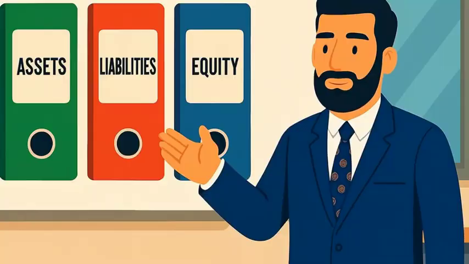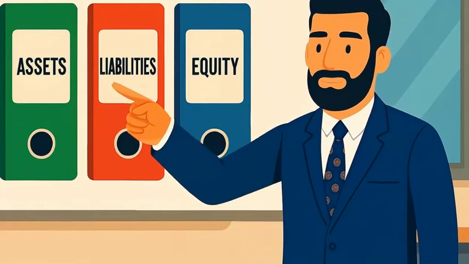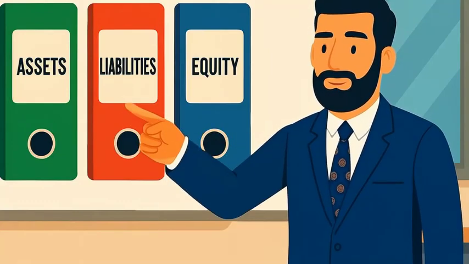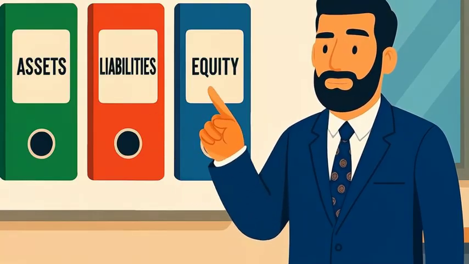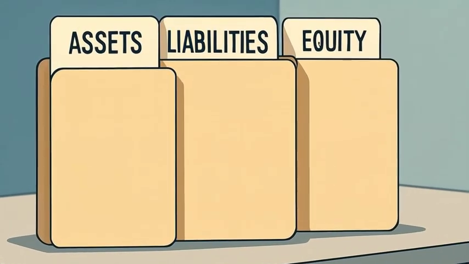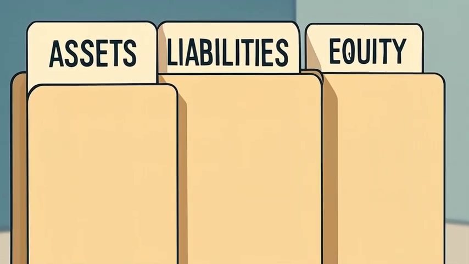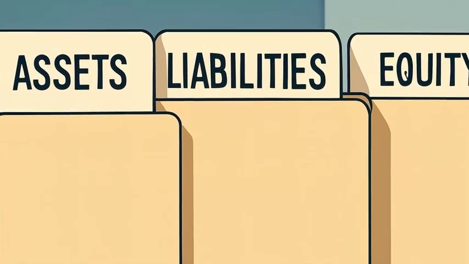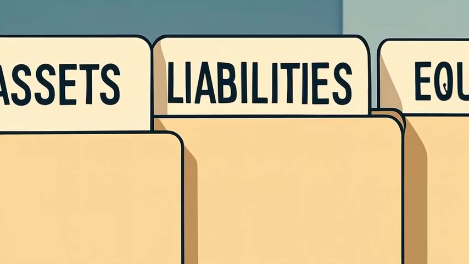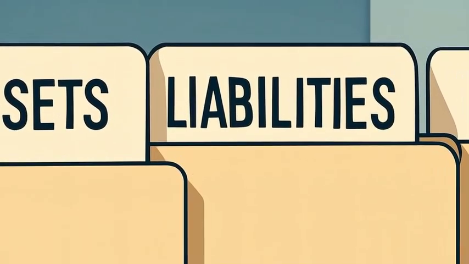Accounts. An account is a record that tracks increases and decreases in specific items, like cash, accounts payable, or owner's equity. Think of each account like a separate folder in a filing cabinet. There are three main categories: assets, what the business owns: cash, equipment, inventory; liabilities, what the business owes: loans, accounts payable; equity, the owner's interest after debts are paid.